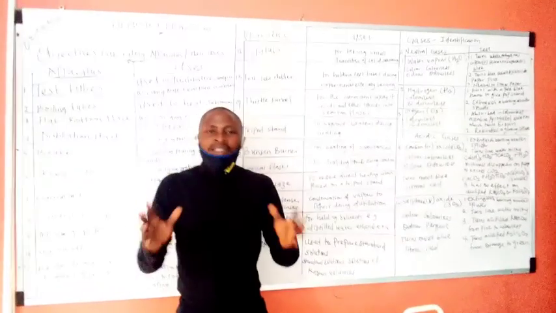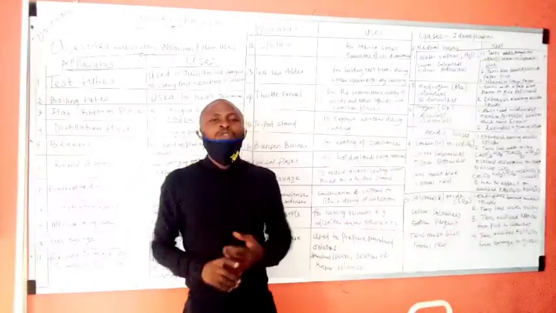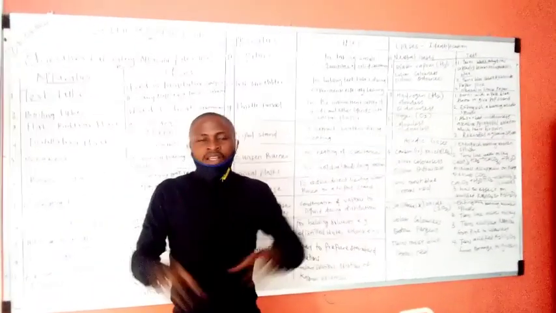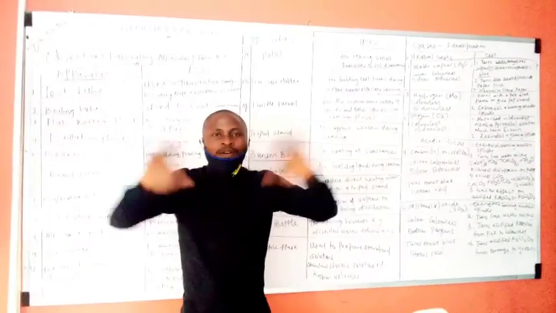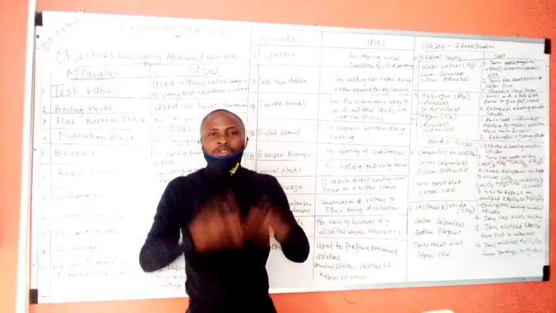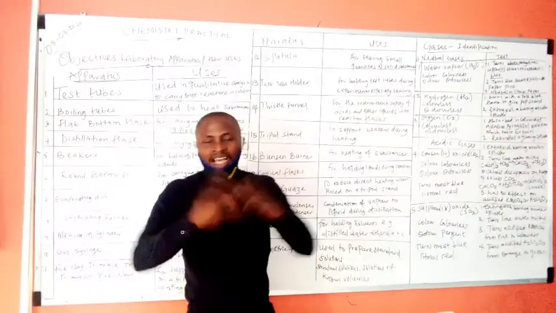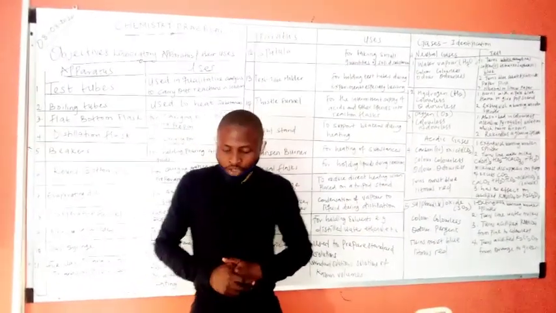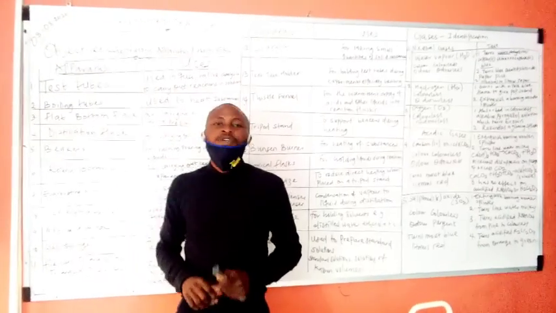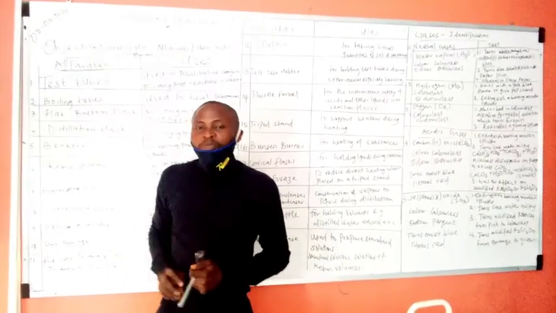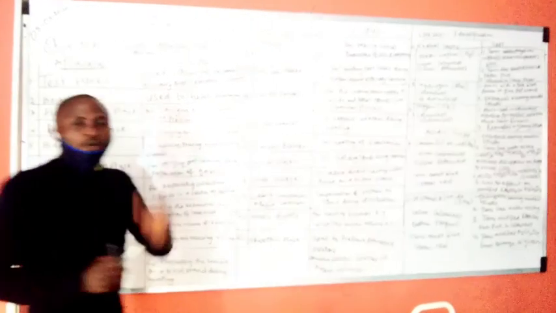So I don't want to waste our time today. We're not going to do qualitative and quantitative today. The objective of today's presentation is mainly for the general knowledge part, and this is all about the laboratory apparatus and their uses. In fact, that is what you need to know right from year 10, which is equivalent to SS1. So, laboratory apparatus. We'll be looking at the 21 most important laboratory apparatus today.